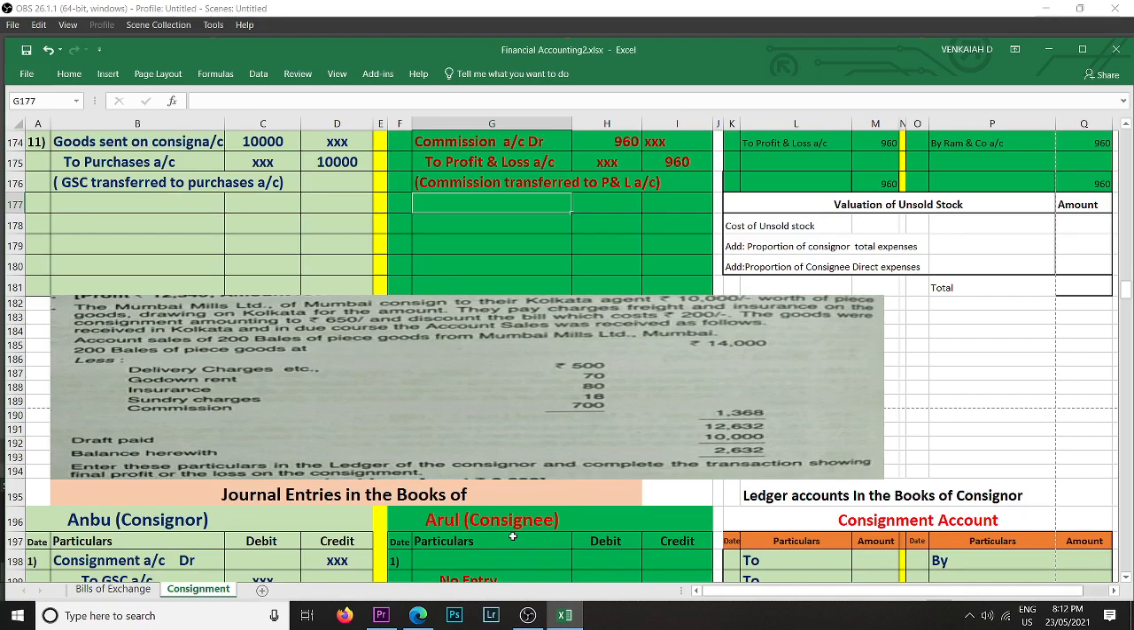Right. And they pay charges, freight and insurance on the consignment amount, 650, and discount the bill which costs rupees 200. First, consignor expenses. Consignor expenses are 600. Next, the bill is discounted. The bill is discounted, the entry will be where is the advance? After this bill is discounted, we will pass the entry.